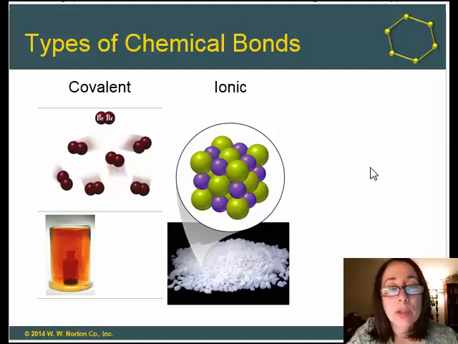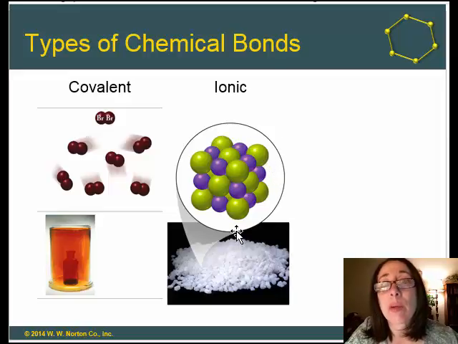So anyway, covalent is sharing of electrons between two nonmetal atoms, and ionic bonding is the attraction between positive and negatively charged ions.